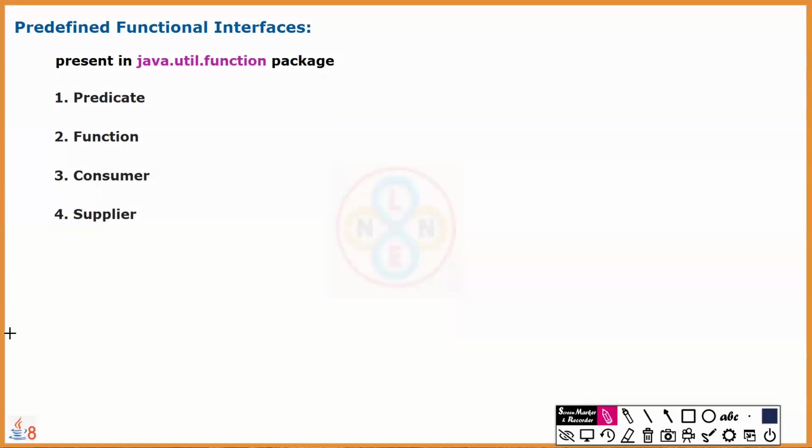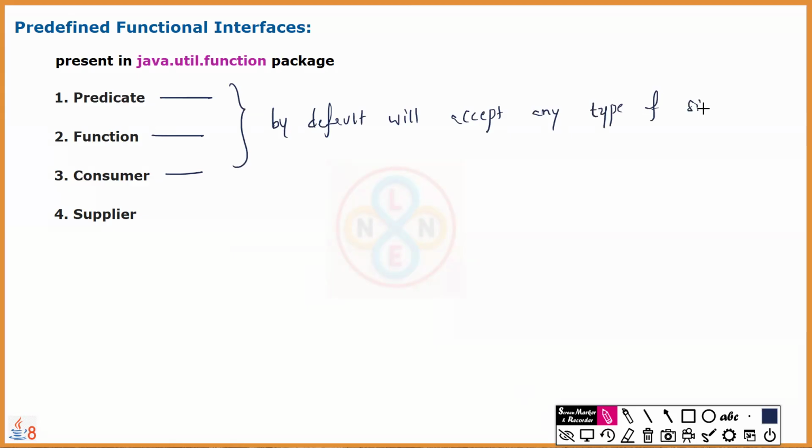Then what are these Predicates, Functions, Consumers, Suppliers? What is their behavior? First thing is, by default, Predicate, Function, and Consumer will accept a single input, any type of single input, like one number, one character, one float, one double, one long, one employee, generic type also. And then Supplier will not accept any inputs. Supplier with no inputs.